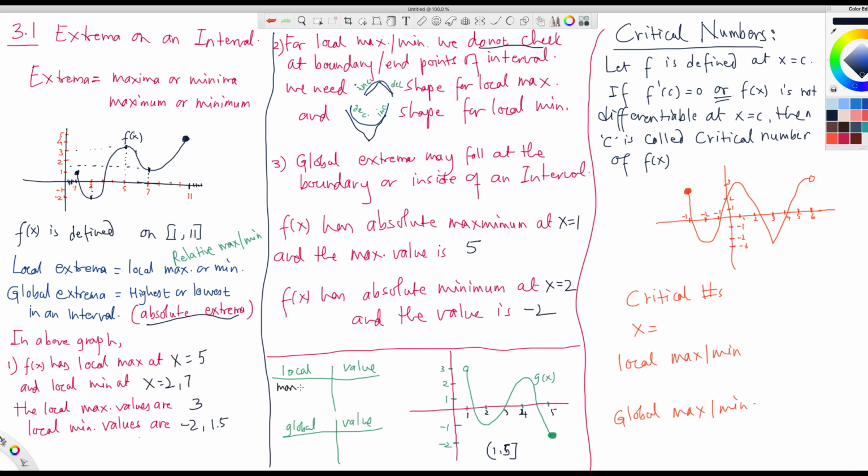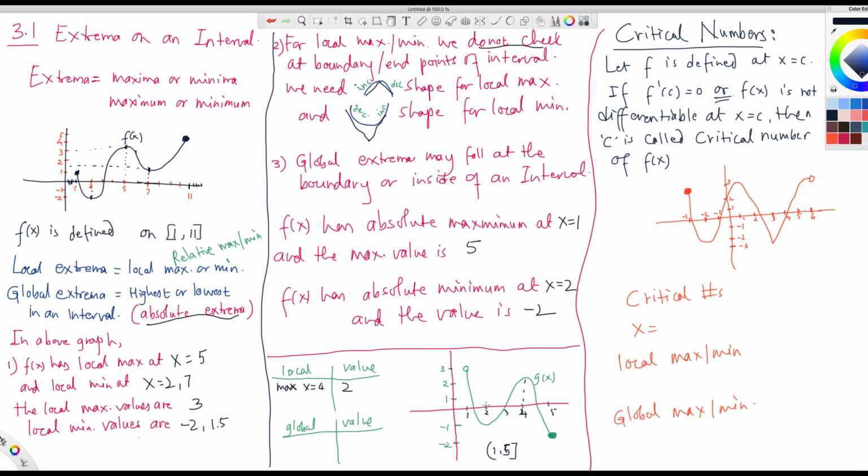Where are the local max there? For the local max you need a cap shape, right? And for the local min you need the cup shape. Okay, see, the function has a local max at x equals 4. What is the value? Value means the height, right? So the value is 2. Is there any other local max? No. How about the local min?